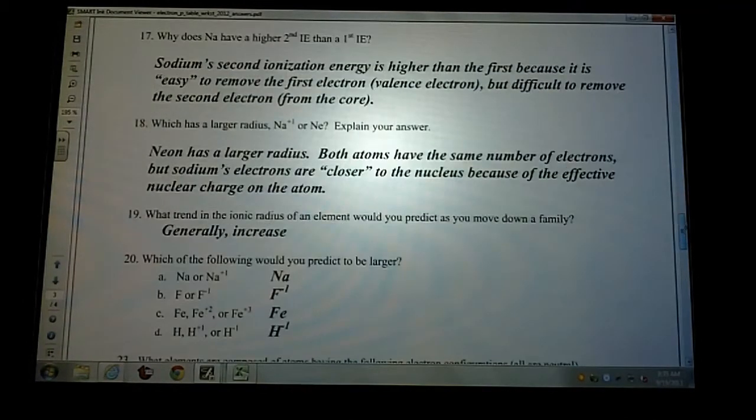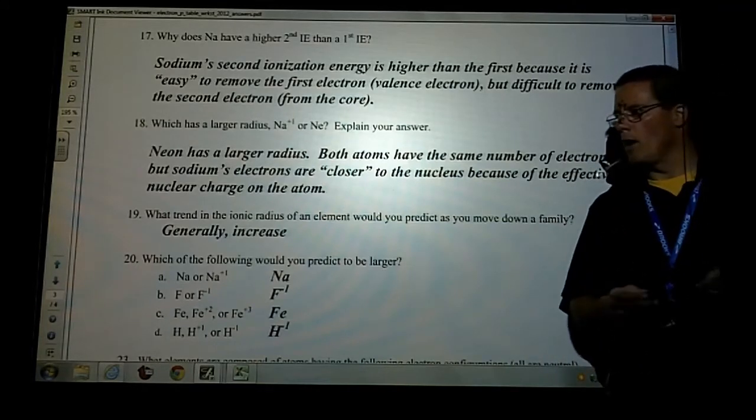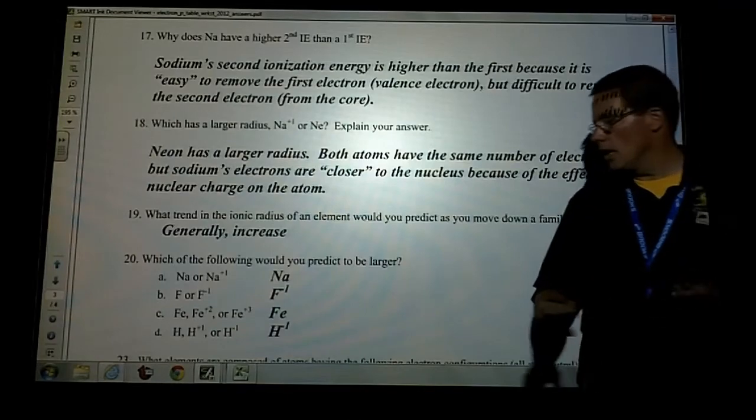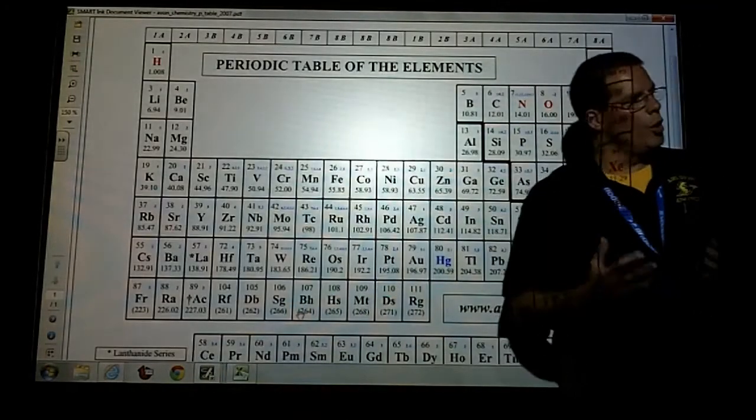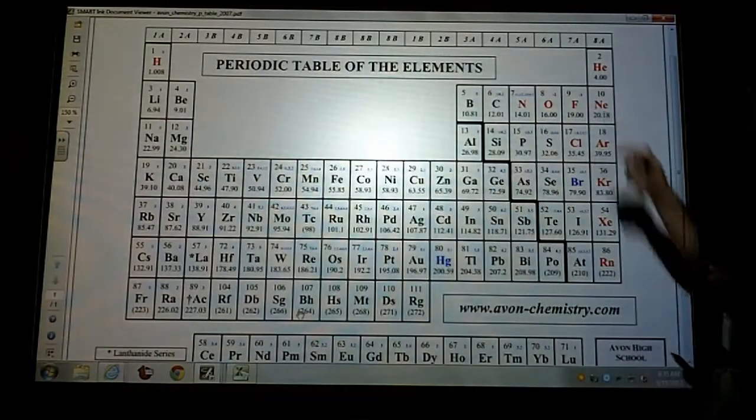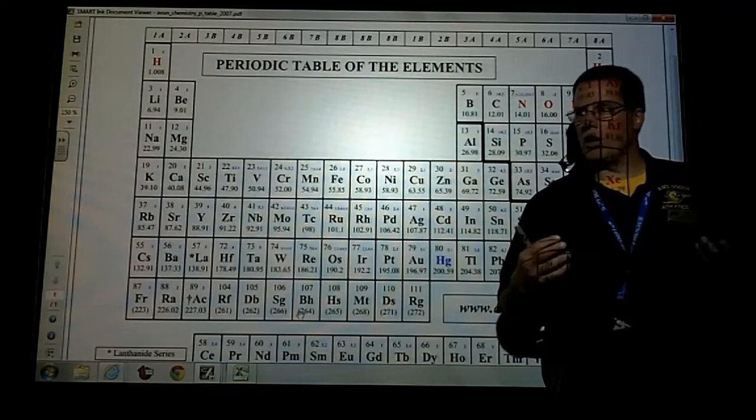I won't ask a question like 18, but I just was trying to get the juices flowing in your mind there. Which is a larger radius, sodium with a +1 or neon? Okay, well, let me ask you this. Who has more electrons, sodium with a +1 charge or neon? Who has more electrons? Neither. They're the same, right? Okay, so they're isoelectronic with each other.